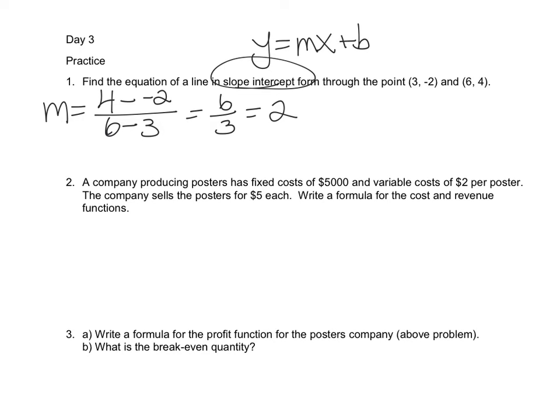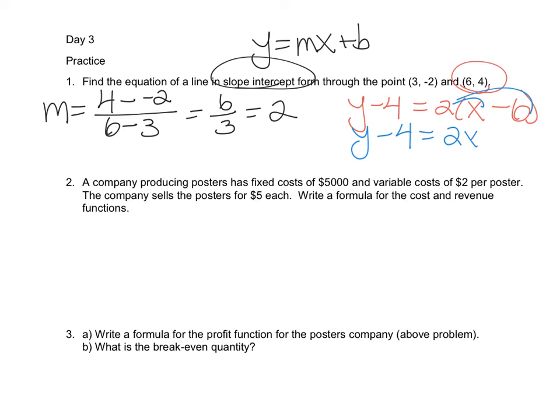So now I always start in point slope form. I'll use this point because I find that easiest. And then simplifying this, we can switch it to slope intercept form. So I'm going to add the 4 to the right. So negative 12 plus 4 is negative 8.